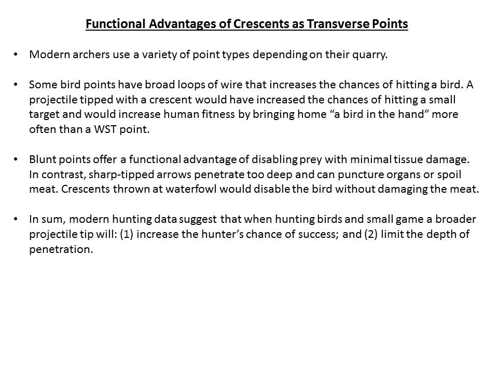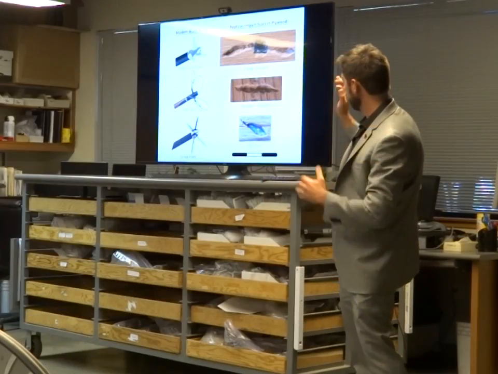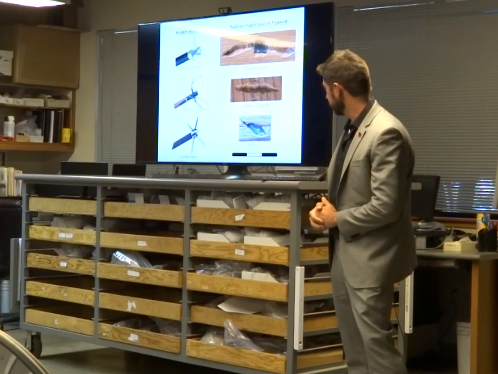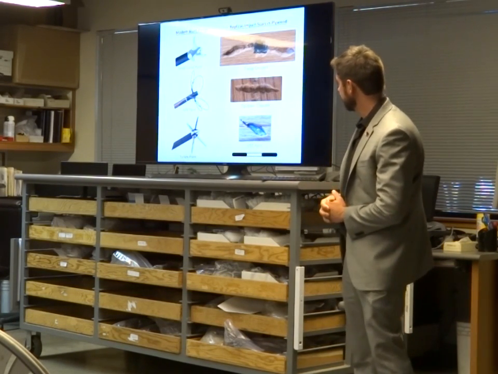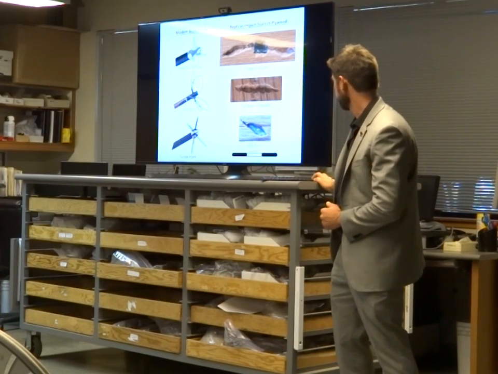On the left here are some examples of the modern points, so you can see that they're not designed to penetrate, and they give you a better chance of hitting a small target. On the right here are some of the replica scars that were in the plywood. You'll note that the tip-up crescent produced the widest scar, and that's really what would be coming down at a bird, compared to the narrower western stem point. Also, the crescents did not penetrate the plywood very deeply, whereas the western stem point did.